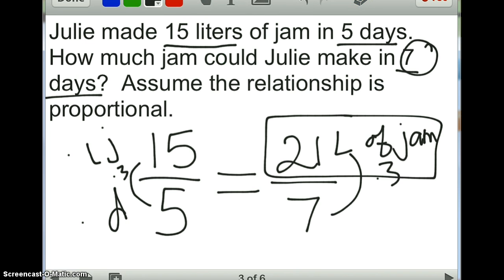So on your IXL, you just get to push in the 21. You might say, yeah, but what about that cross multiply thing? You totally could have used that. We could have gone 15 times 7 equals 5 times j, and then divided it out that way. That would have given you 21 as well. But sometimes if you can just see it multiplies by 3 or something like that, go with that strategy.